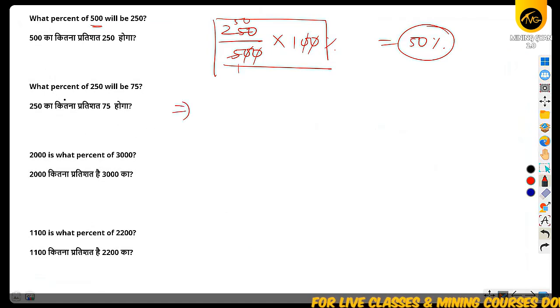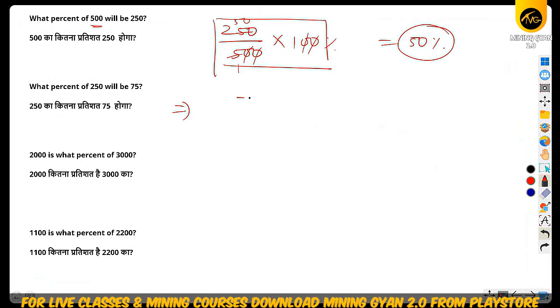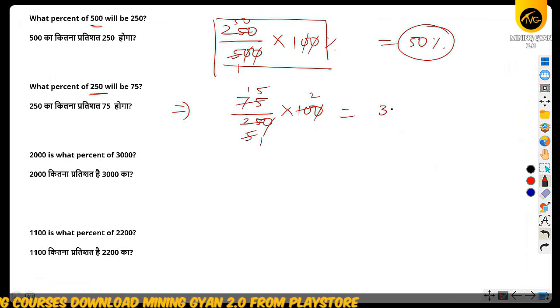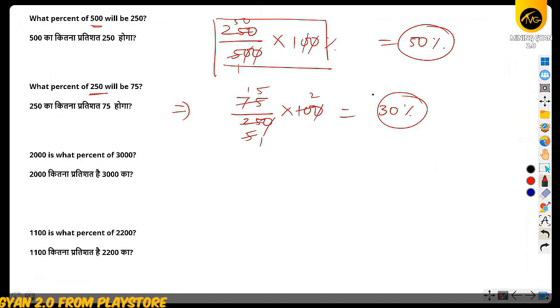Now similarly, what percentage of 250 will be 75? What percent of 250 will be 75? So just 75 divided by total, which is 250, and multiplied by 100. So basically 15 into 2, that means 30%. So 75 is 30% of 250.